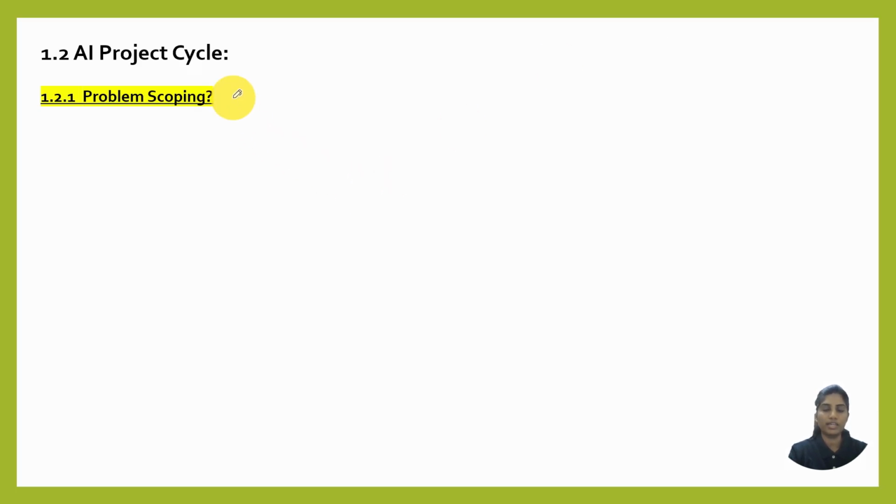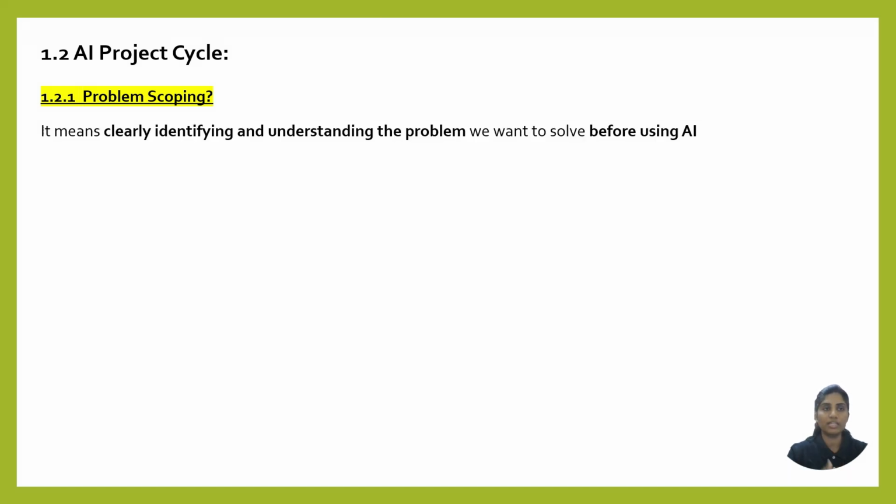In layman's language, so that students can understand it easily, it means clearly identifying and understanding the problem, and what we want to solve, before using AI. We cannot directly jump into any model and come to a conclusion. We need a minimum level of understanding about our data, and before jumping into the data we should understand the problem.